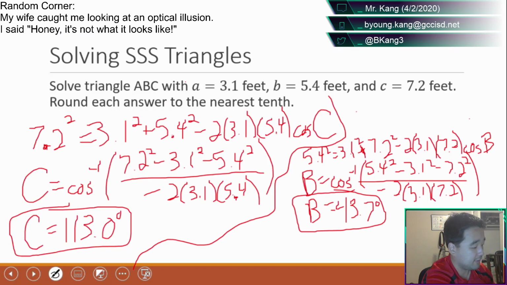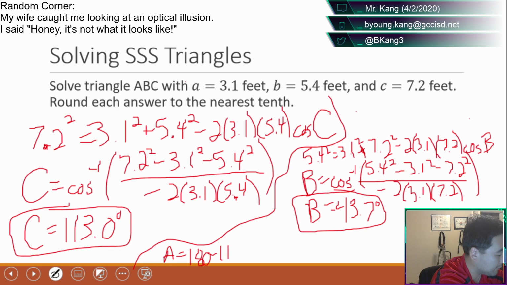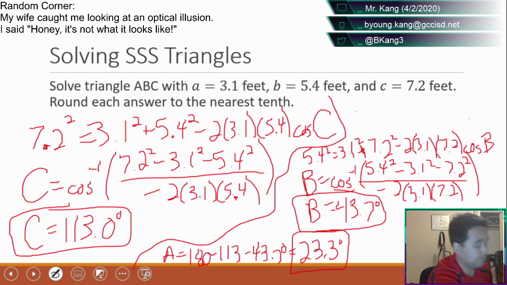And then again, of course, A is just the leftover. So A is 180 minus 113 minus 43.7. So those added together give you 156.7, so 23.3. There you go. There's all three angles. So that's how you handle a side-side-side triangle. So between this one and this one, that covers every type of triangle you need to solve with law of cosines.